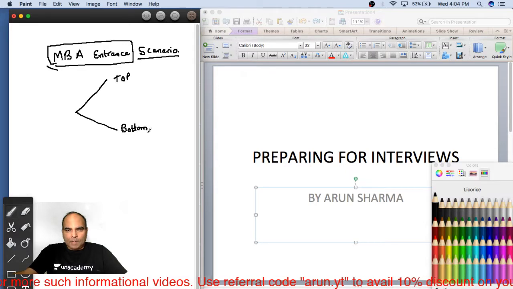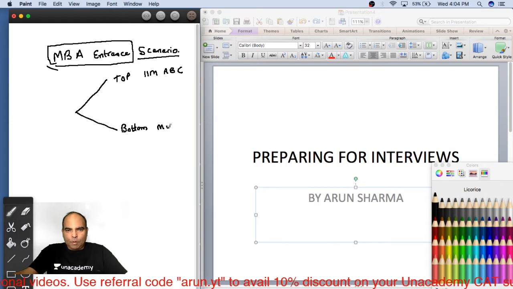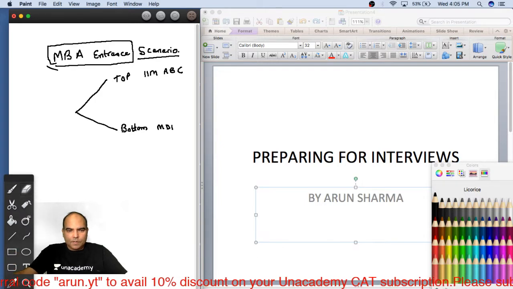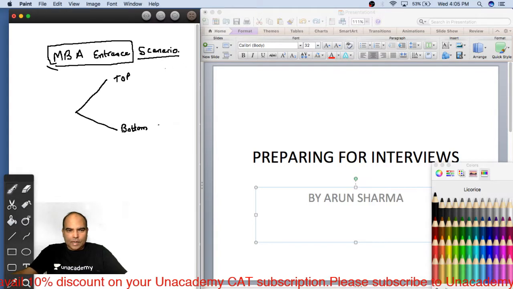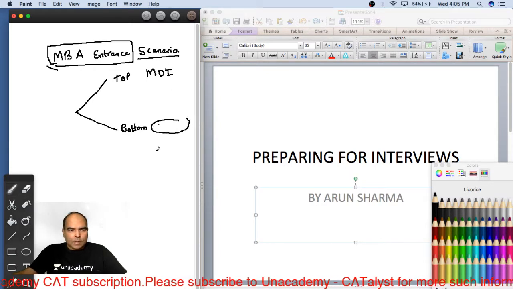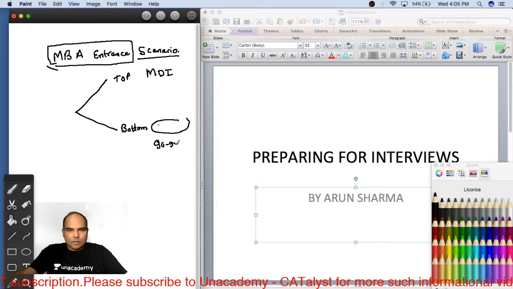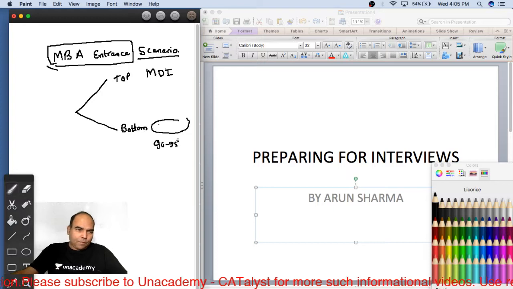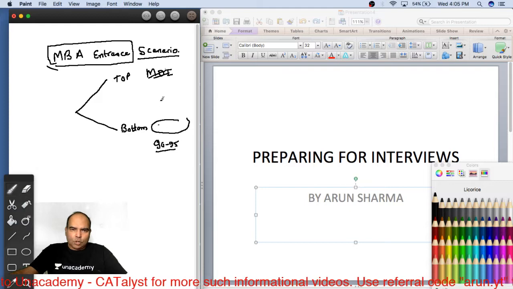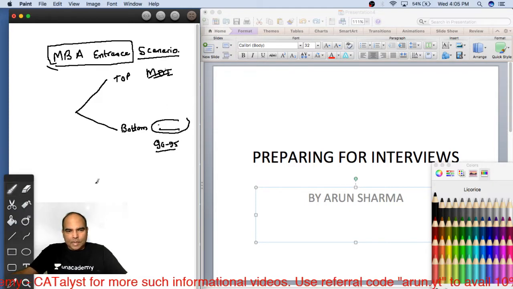So for some people, Ahmedabad, Bangalore, Calcutta might be top, MDI might be bottom. Other people might have MDI as the top call. If you're in the 97, 98 percentile range, maybe your top call might be MDI, and your bottom call might be a group of institutions which would accept you at the 90-95 percentile range. And if you have performed worse than that, you might have these institutions as your top calls and something below at the 80 percentile as a bottom call.